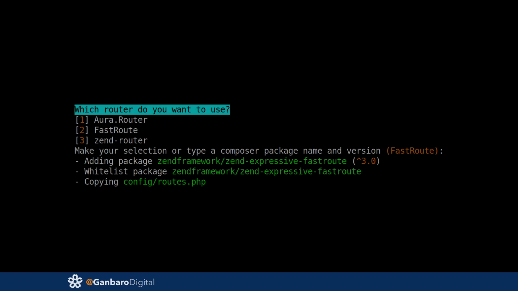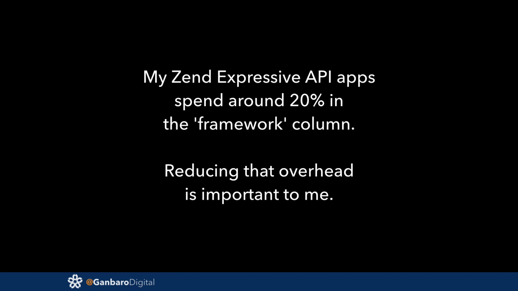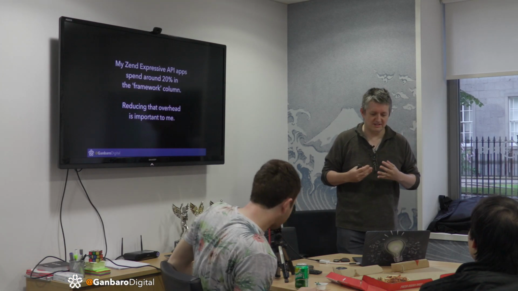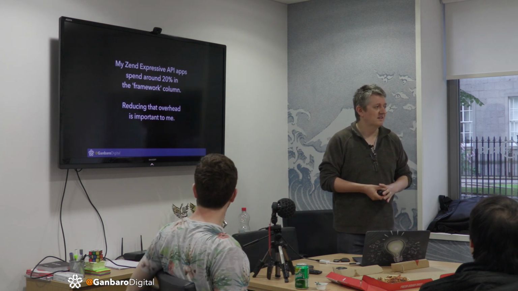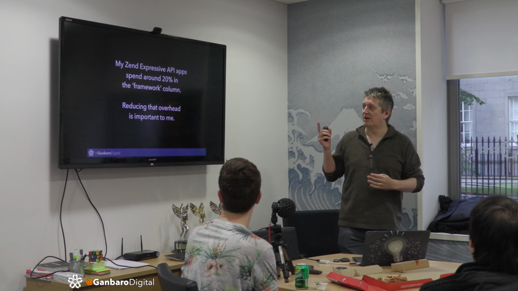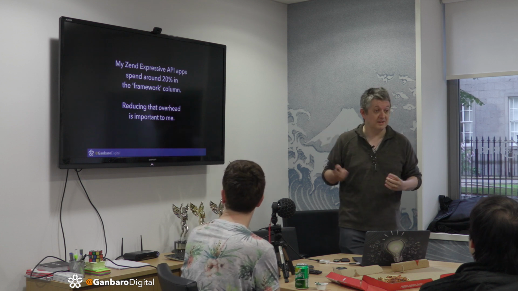Then it asks about routers, and it gives you 3 choices. And the default is FastRoute, and that's the one I use. When I've benchmarked my APIs, you can spend quite a bit of time in that framework column. It's quite a bit of overhead if the rest of your code is lean and tight. And I want to bring that overhead down as much as possible because my APIs can get hit millions of times a day for some of my clients. So FastRoute is the fastest router that it supports at the minute.